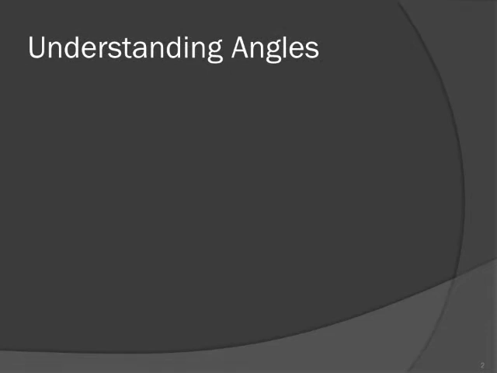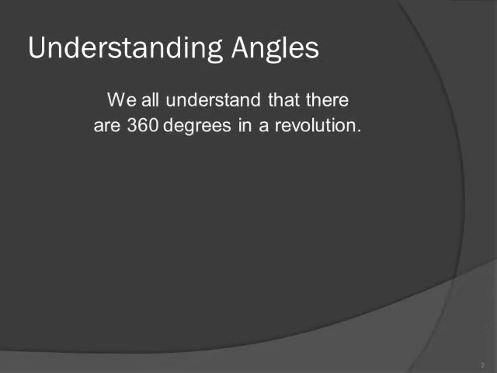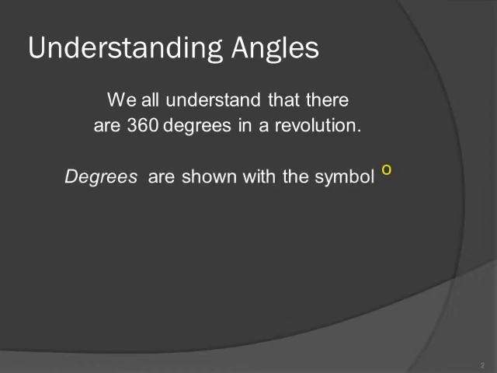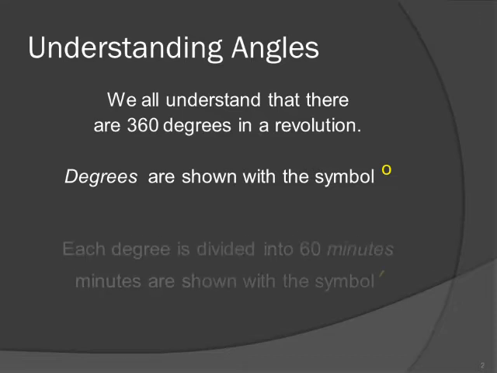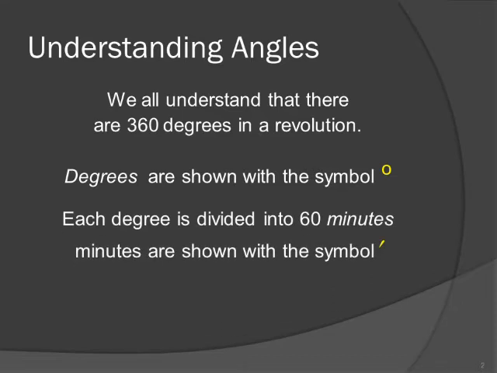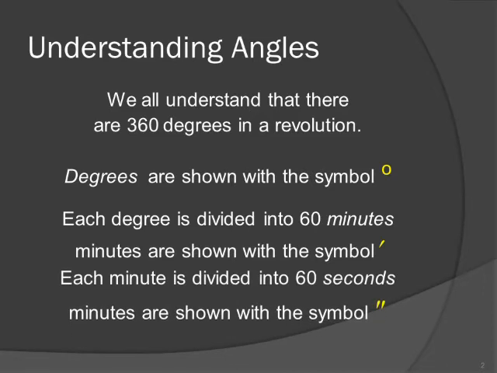Understanding angles. Now, you already understand that there are 360 degrees in a revolution, and degrees are shown with a symbol, sort of like a superscripted 0. Each degree is divided into 60 minutes, and minutes is shown with a single little superscripted dash. Each minute, as with time, is divided into 60 seconds, and the seconds are shown with a double dash.